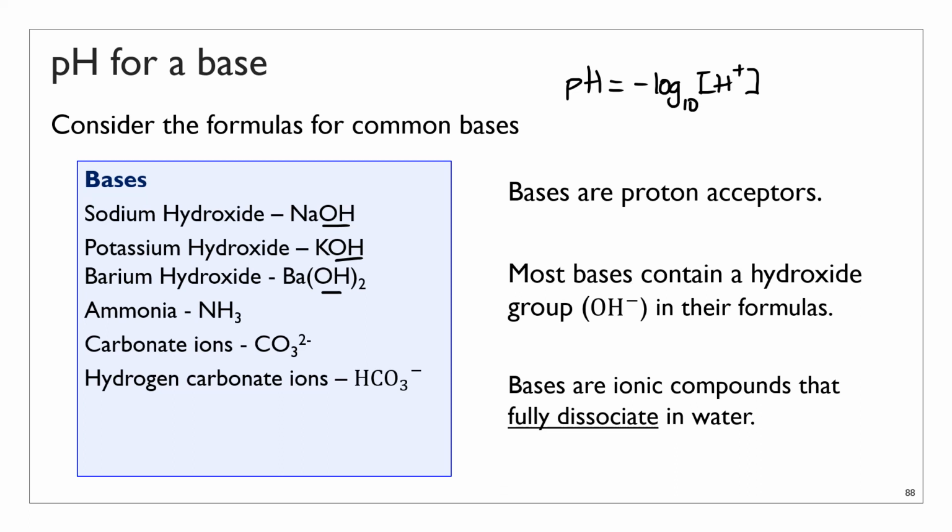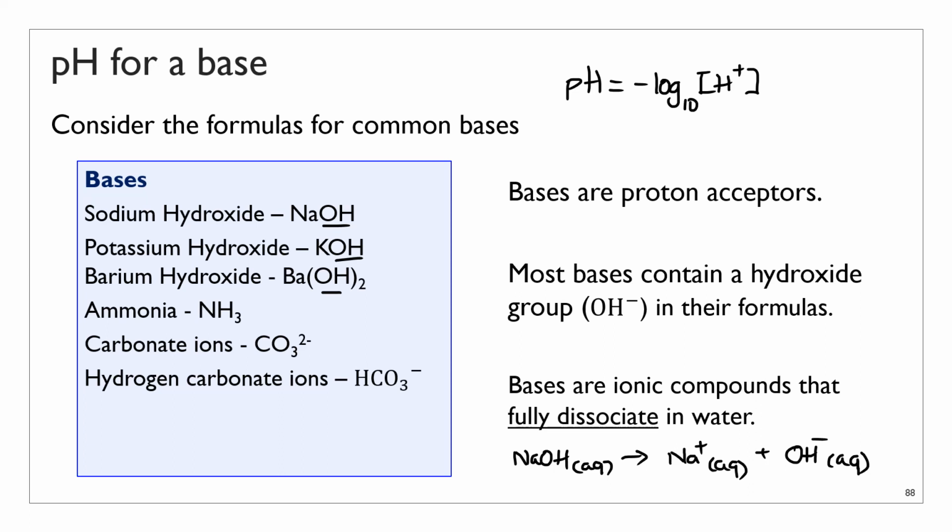I think one of the other things that's probably worth noting is that bases are ionic compounds that fully dissociate in water. So if I have NaOH in water, it will fully dissociate into Na+ and OH-. So that's a full dissociation, which means that if I have 10 molecules of NaOH, then all 10 will turn into sodium ions and hydroxide ions. So that's what full dissociation would mean.